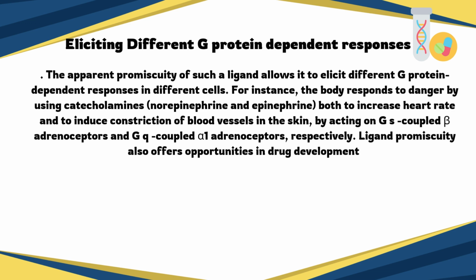Eliciting different G protein-dependent responses. The apparent promiscuity of such ligands allows them to elicit different G protein-dependent responses in different cells. For instance, the body responds to danger by using catecholamines, norepinephrine and epinephrine, both to increase heart rate and to induce constriction of blood vessels in the skin by acting on Gs-coupled adrenoceptors and Gq-coupled adrenoceptors separately. Ligand promiscuity also offers opportunities in drug development.